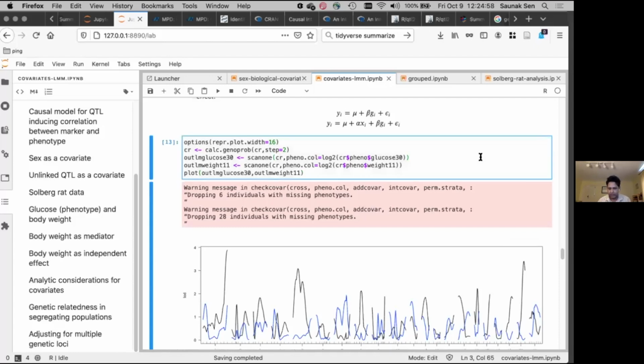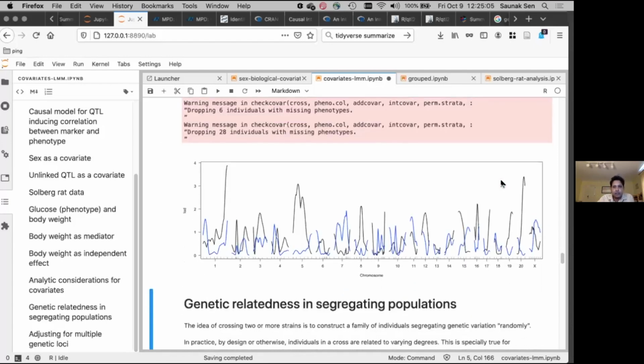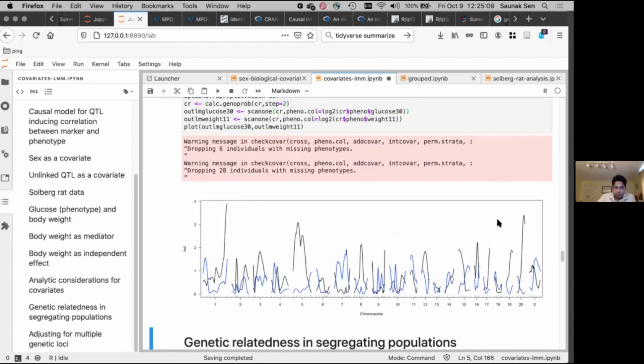So let's do the scans here. I used R/qtl here, and here is the scan for glucose, which is black, and body weight is in blue. In this case, I would say just eyeballing, other than maybe on the X chromosome and perhaps the end of chromosome 1, there is not much of an overlap between QTLs for glucose and body weight. So if there is a mediator, I think the only possible candidate for mediation is likely on chromosome 1.